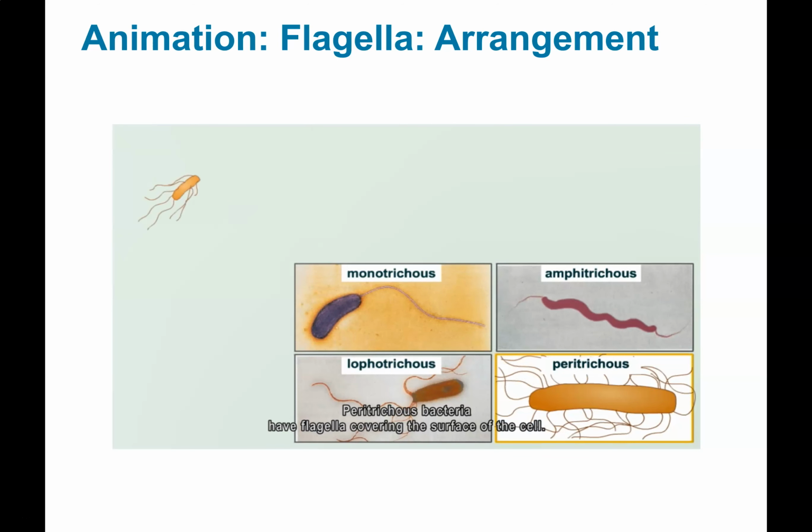Peritrichous bacteria have flagella covering the surface of the cell. Runs occur when all of the flagella rotate counterclockwise and become bundled, while tumbles occur when the flagella rotate clockwise and separate.